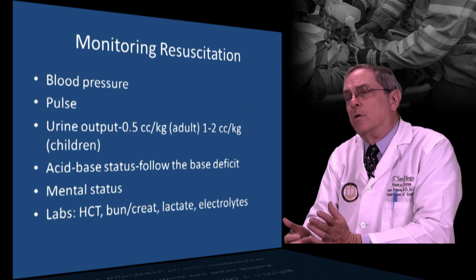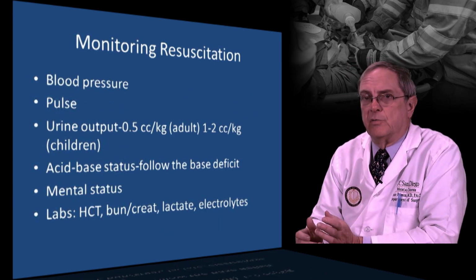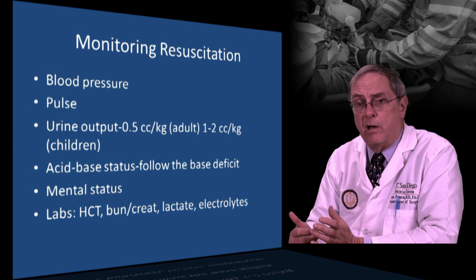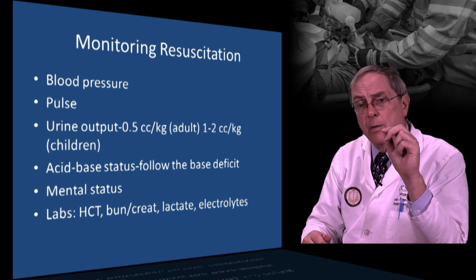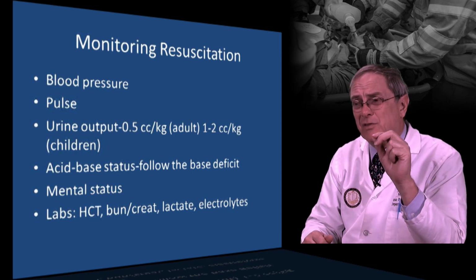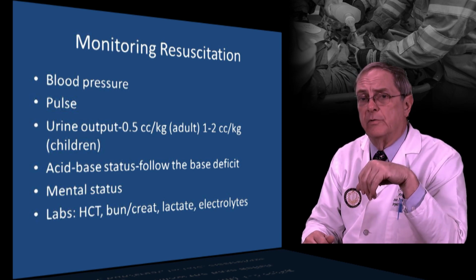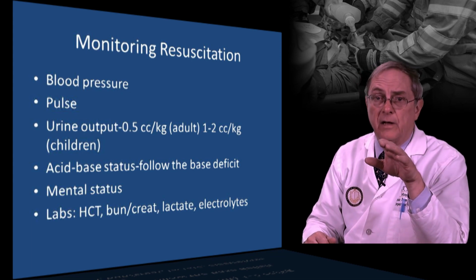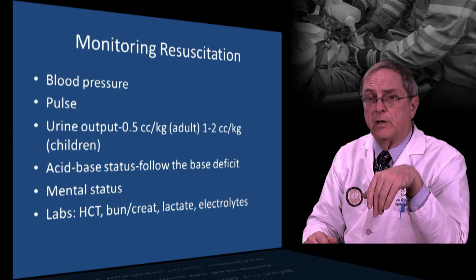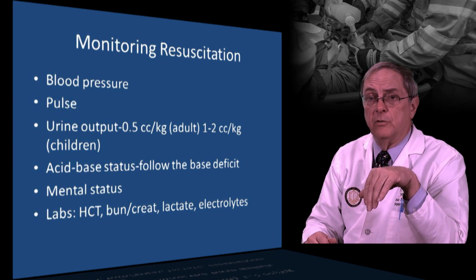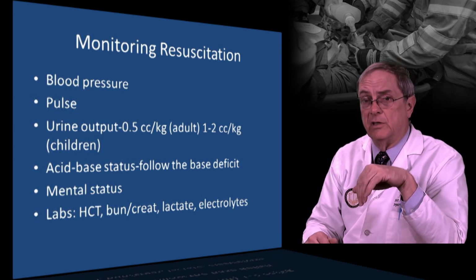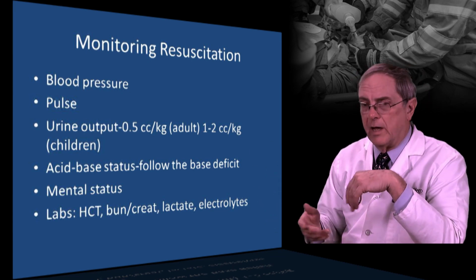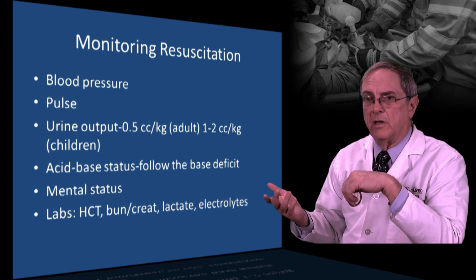What do we use for monitoring how well the patient's resuscitated? Same things we look at in trauma. We look at blood pressure, pulse, we look at urine output. Urine output in burns is a pretty good surrogate marker of overall good perfusion. In an adult, we want to go between 0.5 cc's to 1 cc per kilogram. In a child, we want to do between 1 and 2 cc's per kilogram. We want to follow their acid-base status, we want to follow their serum lactate, their hematocrit, their electrolytes.